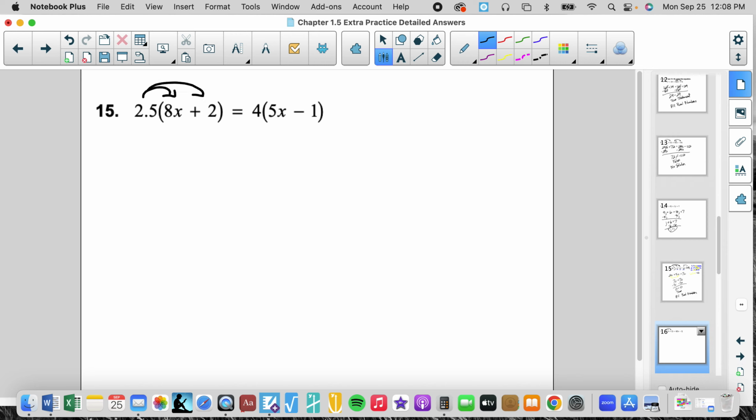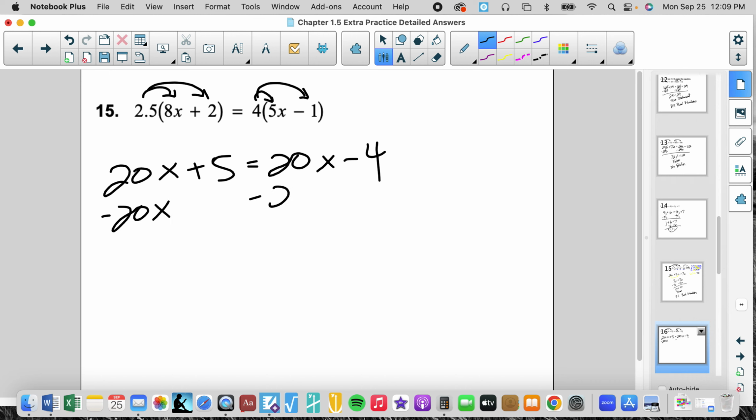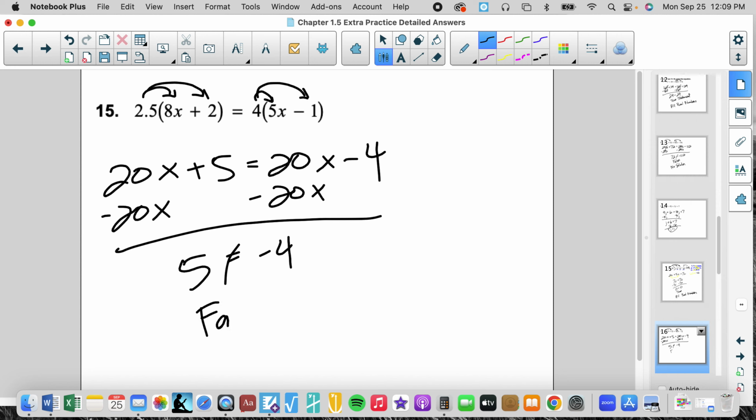Let's distribute by simplifying. 2.5 times 8. 8 and 8 is 16, plus half of 8, which is 4, which makes 20x. 2.5 times 2 is 5. Again, not needing a calculator. I'm going to get rid of the variables. We're left with 5 equals -4. 5 does not equal -4, nor 4. So that's false. So my answer is no solution.